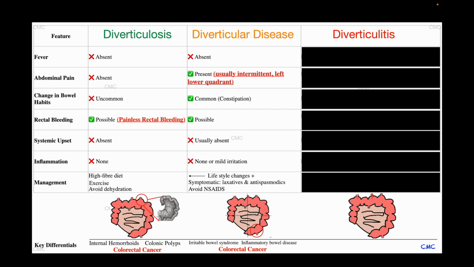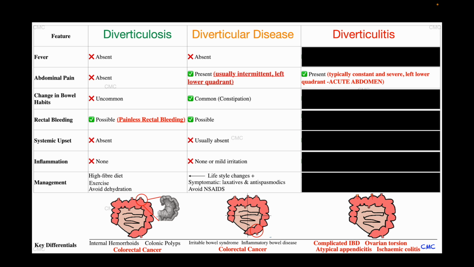So, last but not least, diverticulitis has a very distinct presentation compared to diverticular disease and diverticulosis. These patients' main presenting complaint will be very severe abdominal pain, again, mostly in the left iliac fossa, which will be consistent with the findings of an acute abdomen this time. So the tummy of the patient might be very tender, the patient may be guarding, and your key differentials will therefore be at least equally acute emergency type of issues, depending on the age and the sex of the patient, such as complicated inflammatory bowel disease, ischemic colitis, ovarian torsion, or atypical appendicitis.